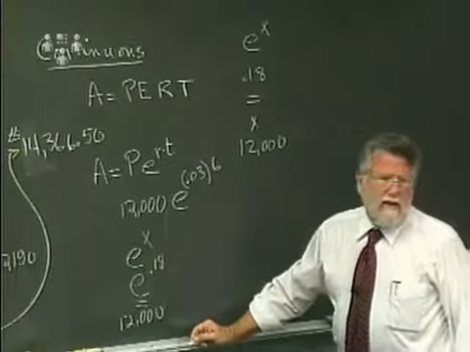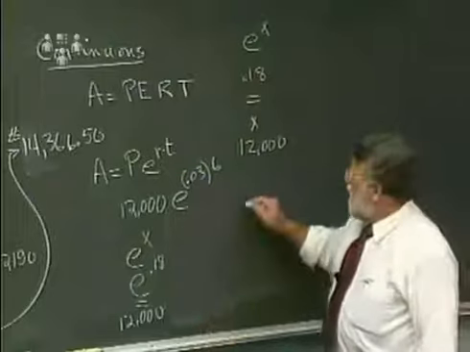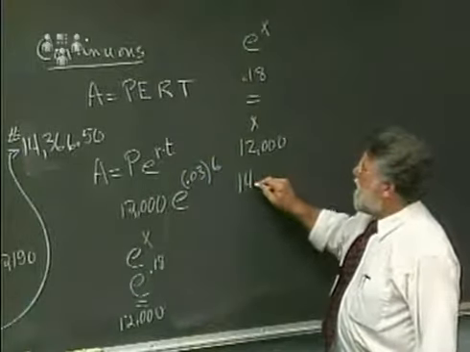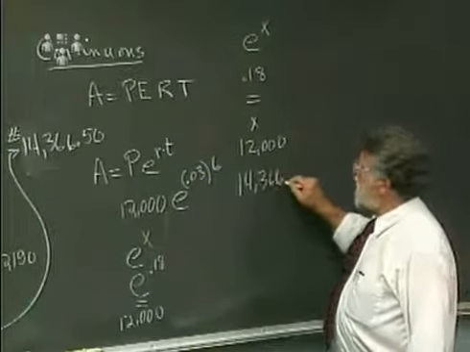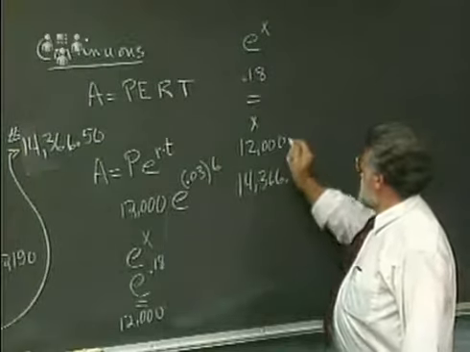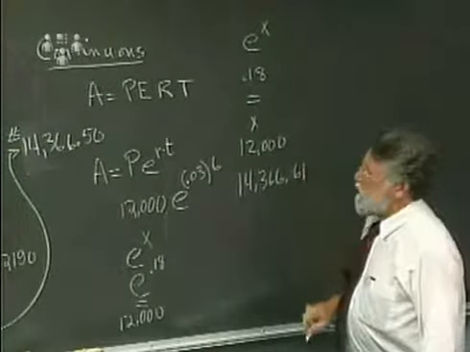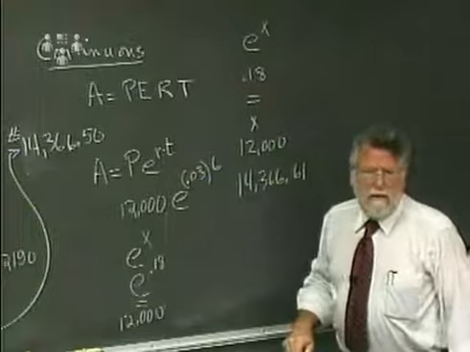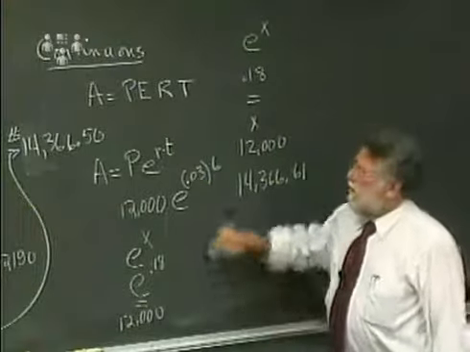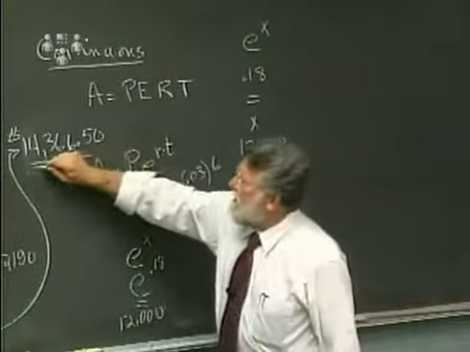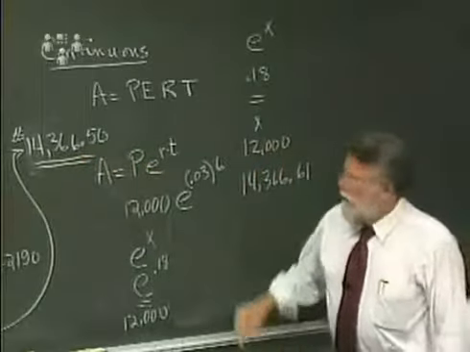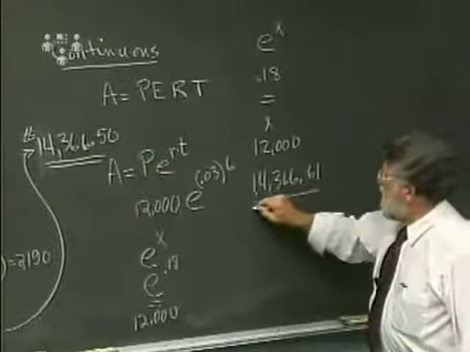Okay, then you're doing something. You have the e to the x key. What do you get? 14,366.608, so we'd say 61. You get 11 more cents. Here was my amount compounding daily, and here is compounding continuously.